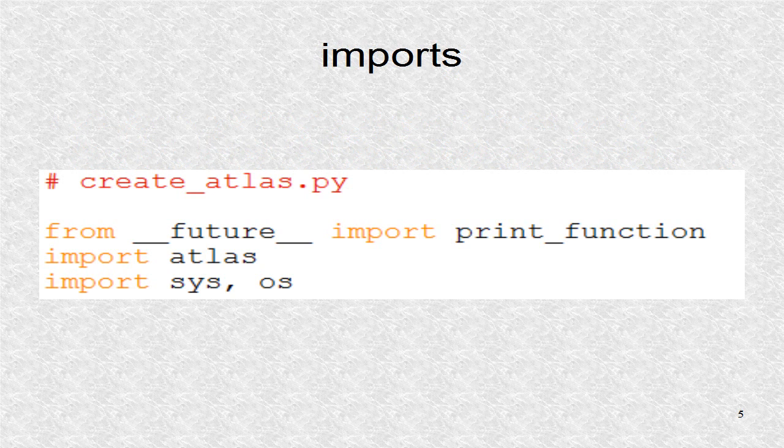5. A file, create_atlas.py, uses the file atlas.py to create atlases. These are the imports. The future import is only for the print statements. Beside the atlas.py module, the sys and os modules are needed for system and operating system functions.